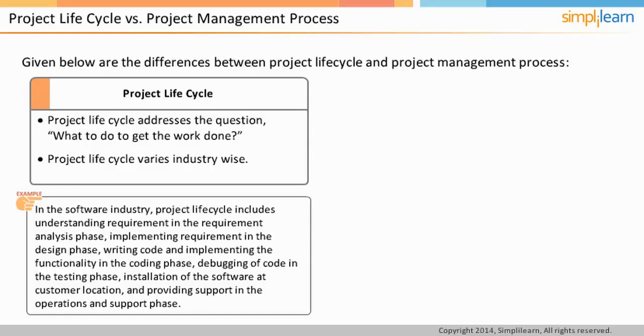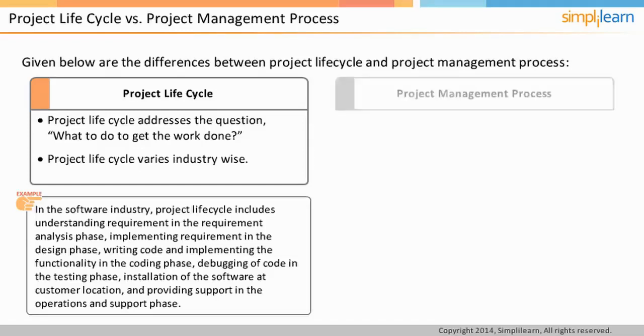Next, you implement the functionality by writing the code as part of the coding phase. The code is then verified to ensure it works right as part of the testing phase. The tested and verified software is then installed at the customer locations as part of the installation phase. After the installation, the system then moves into operations and support phase.